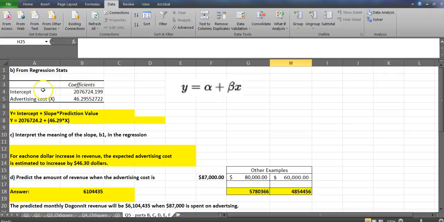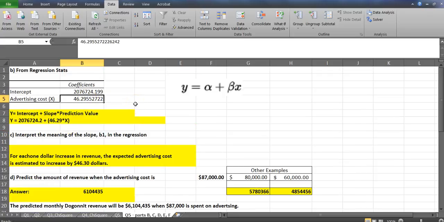So like I said, we need to pull the intercept and the slope from the output, and the regression equation, which is this thing right here, is pretty standard. It's your predicted value is equal to your intercept, which is this number, plus your slope, or beta, times whatever X value you're selecting to plug into the equation. So in this particular case, y equals our intercept plus 46.29 times x. That's our prediction formula.